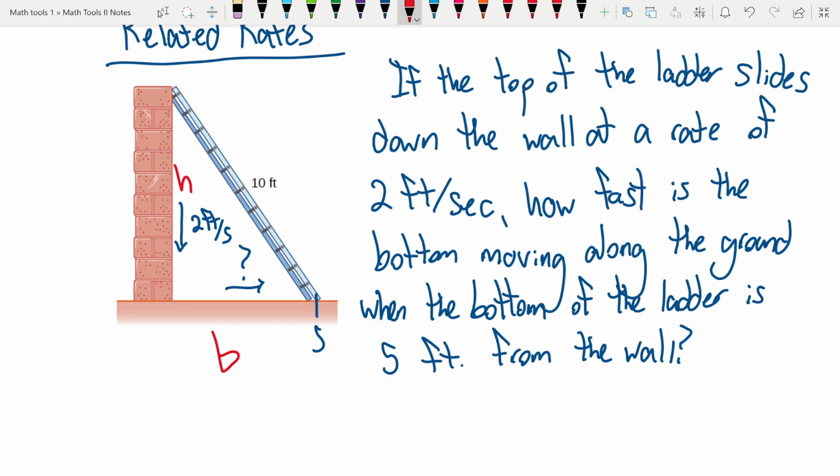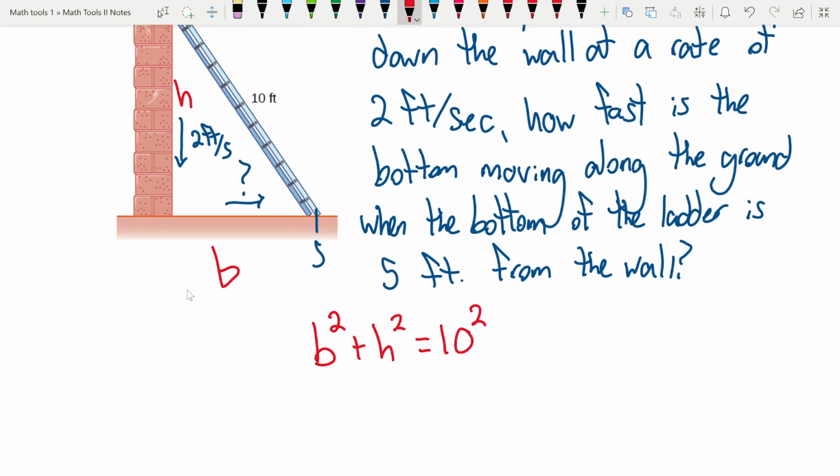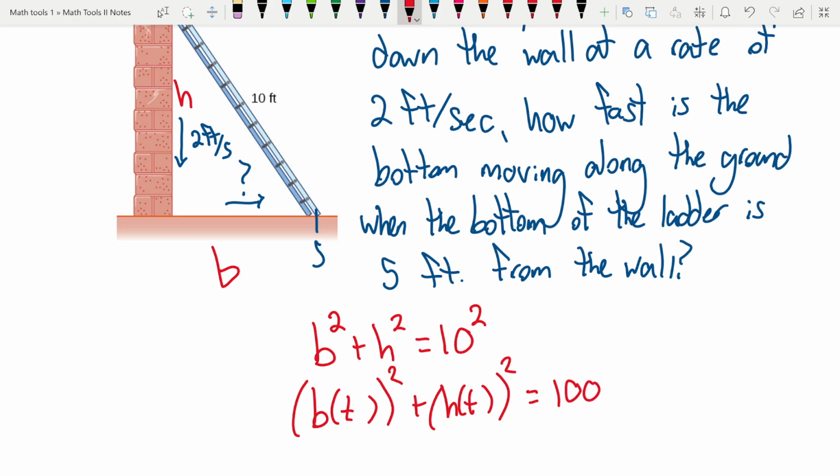So from the Pythagorean theorem, we know that B squared plus H squared equals 10 squared. Okay. Now this is where the implicit part of this comes in, is that B is actually a function of time, right? Because this is moving at 2 feet per second, seconds being time. So as the time changes, B is changing, and same with H, right? So this is really B of t squared plus H of t squared equals 10 squared, which is 100.